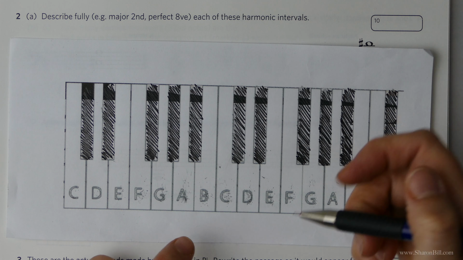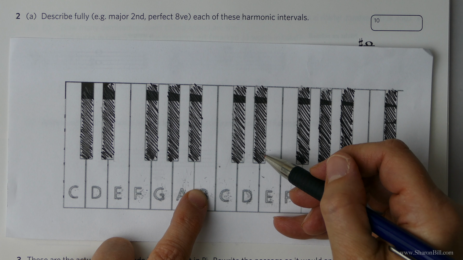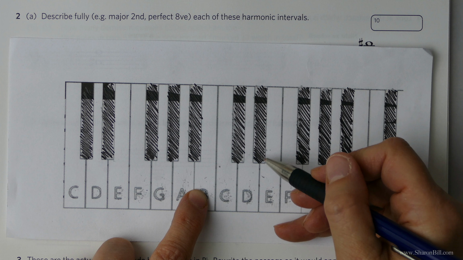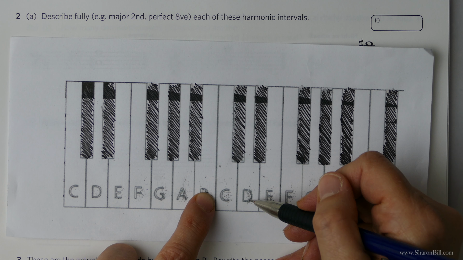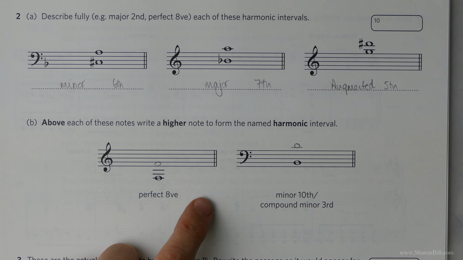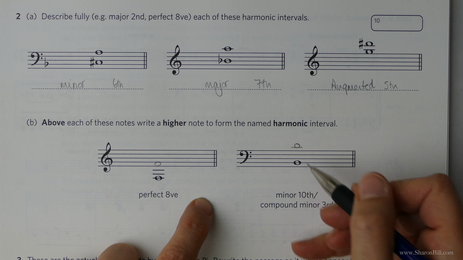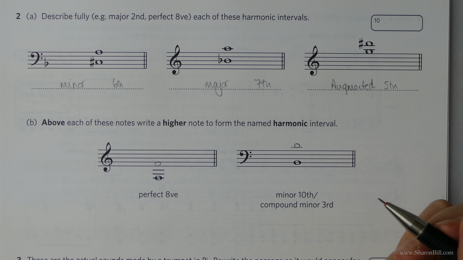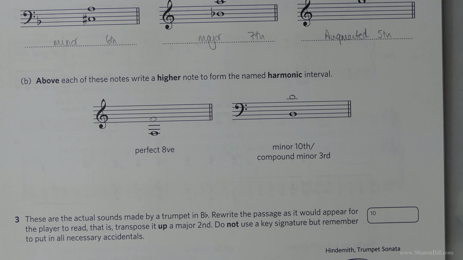Major means greater, and so B to D is a lesser interval. We've made the major interval smaller, and also B minor would have D naturals in it. B minor has F sharps and C sharps in your key signature, so it's already a minor tenth or a compound minor third, and so nothing needs changing there. So that's that question completed. Let's press on to the next one.